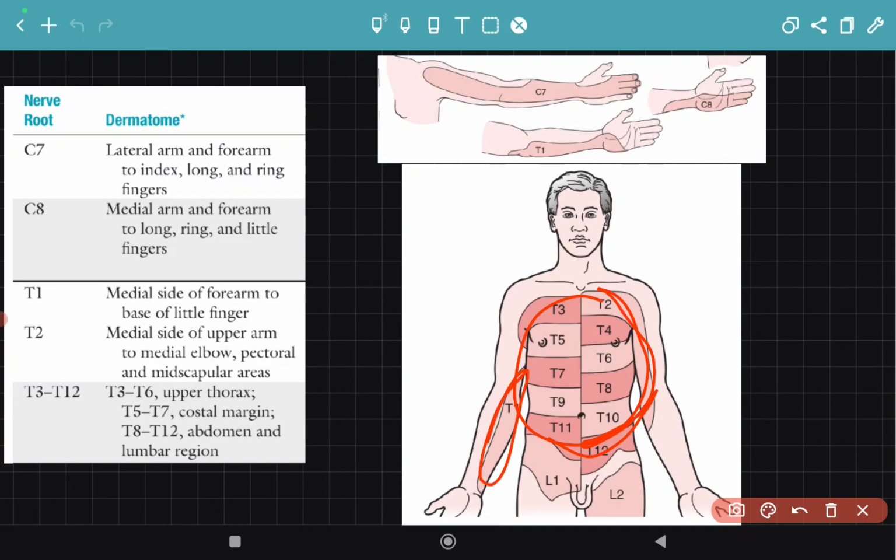T1 is also like namely thoracic, but then too it is present mainly at the medial side of forearm.